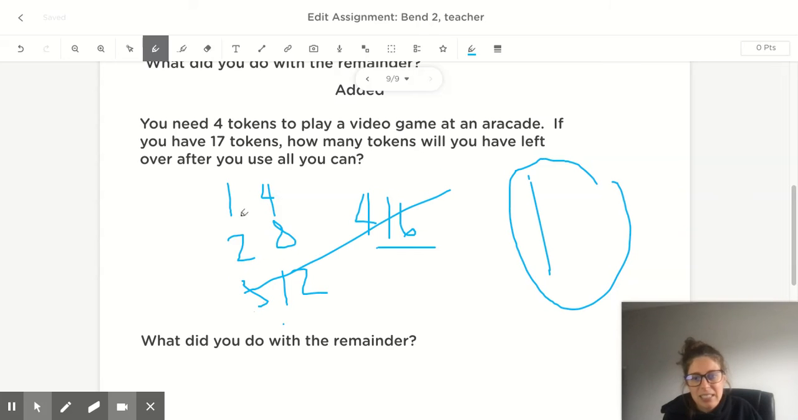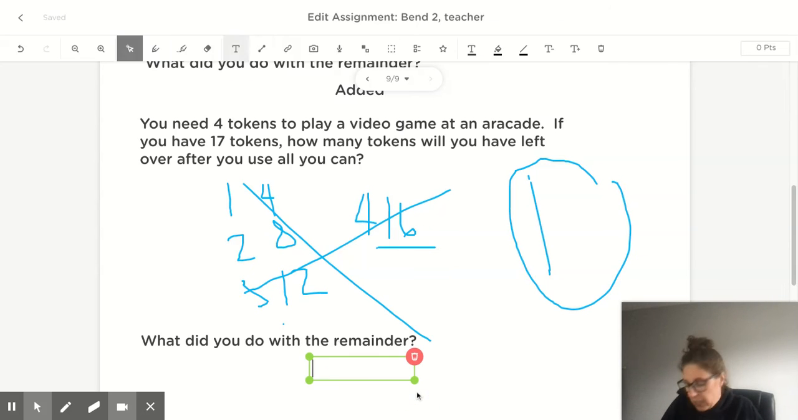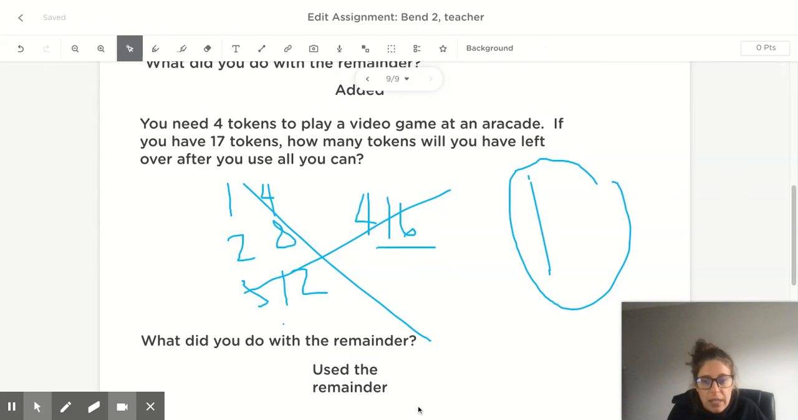So in this case, the 4 games that I played using those 16 tokens, that's not what they were asking me about. They were asking me about what was left over. They were asking me about the remainder. So my remainder is actually my answer, and we used the remainder as the thing that we did with the remainder.